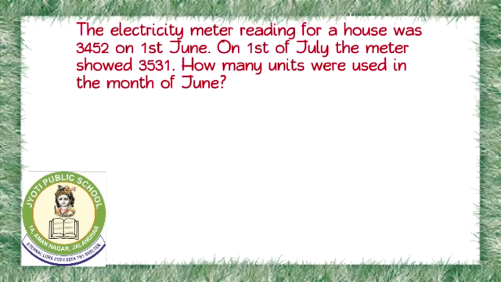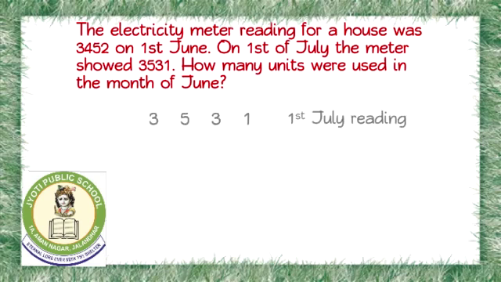The electricity meter reading for a house was 3,452 on 1st June. On 1st of July, the meter showed 3,531. How many units were used in the month of June? We have to find out the units used in June. How do we find that?